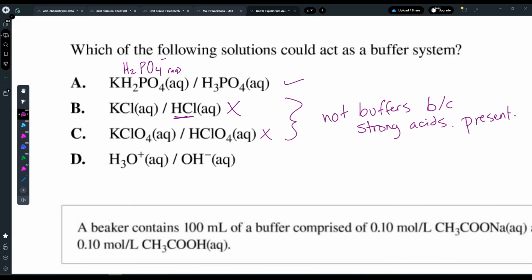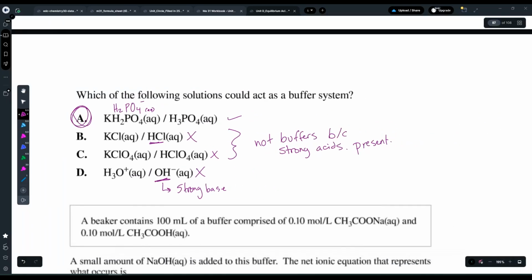With the last one here, we have hydroxide ions. Hydroxide ions are going to act as a strong base. And remember, for buffers, you only make them up with weak acids and weak bases. So that puts that out of the running. So our answer is A, because that's the only solution that's made out of a weak acid and a weak base.